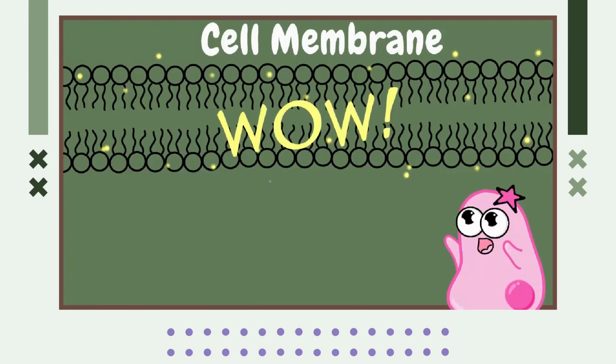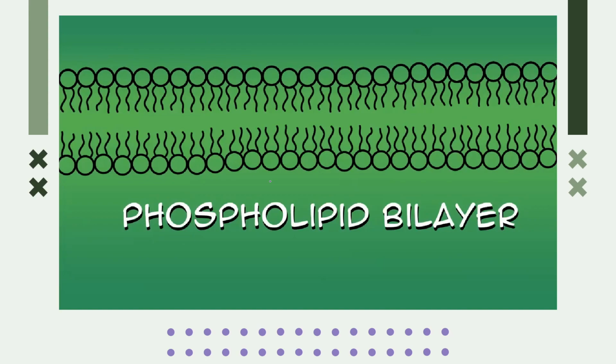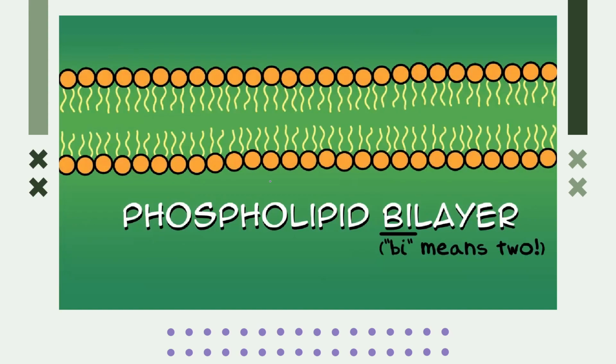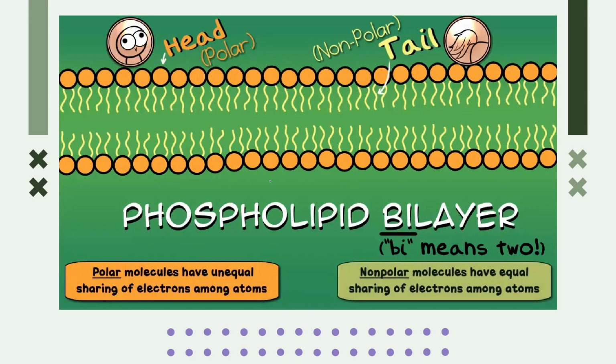Let's take a look at the cell membrane. You could have a whole course on the cell membrane itself. It has amazing structure. It has signaling abilities. But to stick to the very basics, it's made of a phospholipid bilayer. Bilayer means two layers, so you have these two layers of lipids. These lipids are called phospholipids, and they have a head that is polar and a tail that is nonpolar, making them quite unique.